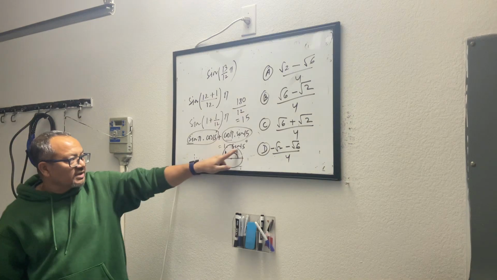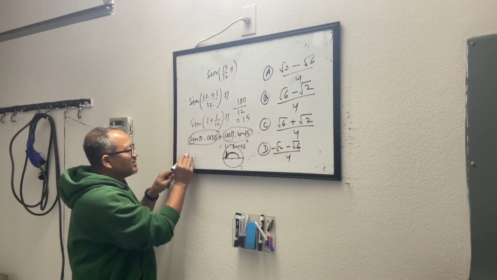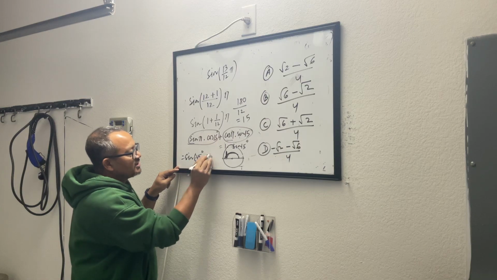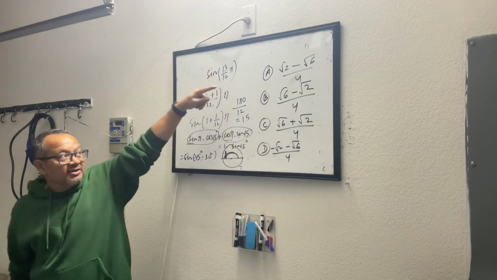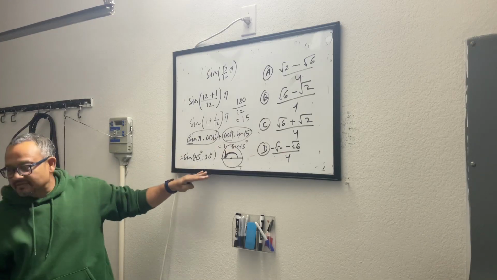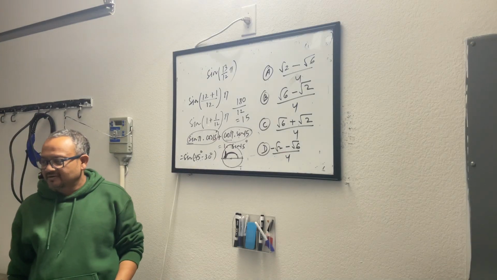Yeah. So now sine of 15 is nothing but 45 degrees minus 30 degrees. So in this one problem, you are applying the sine angle addition formula and then the angle subtraction formula both. Yeah.